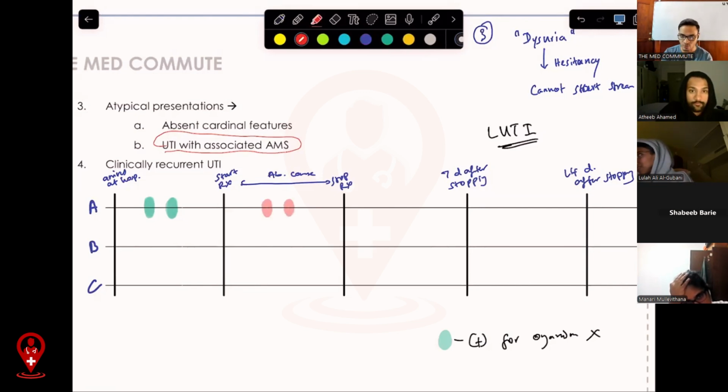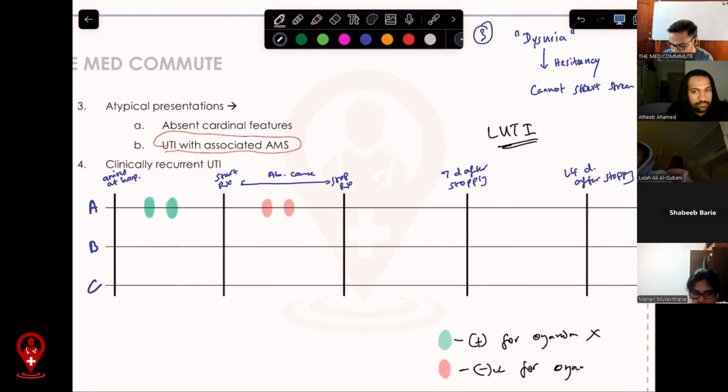What is this red, guys? What I want you all to do is put red here and write: this is negative for organism X. Culture negative for organism X. So what does this show? The treatment was good.